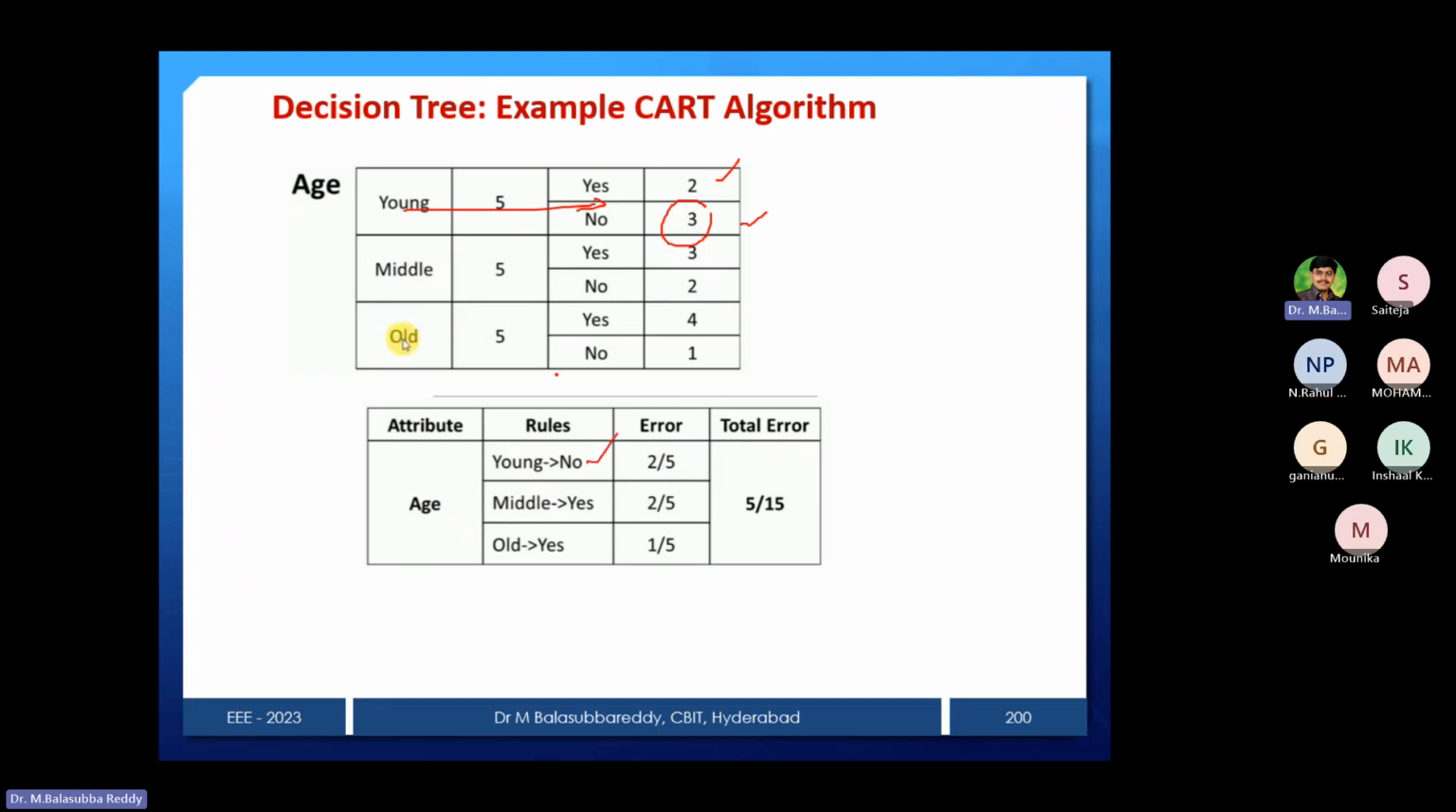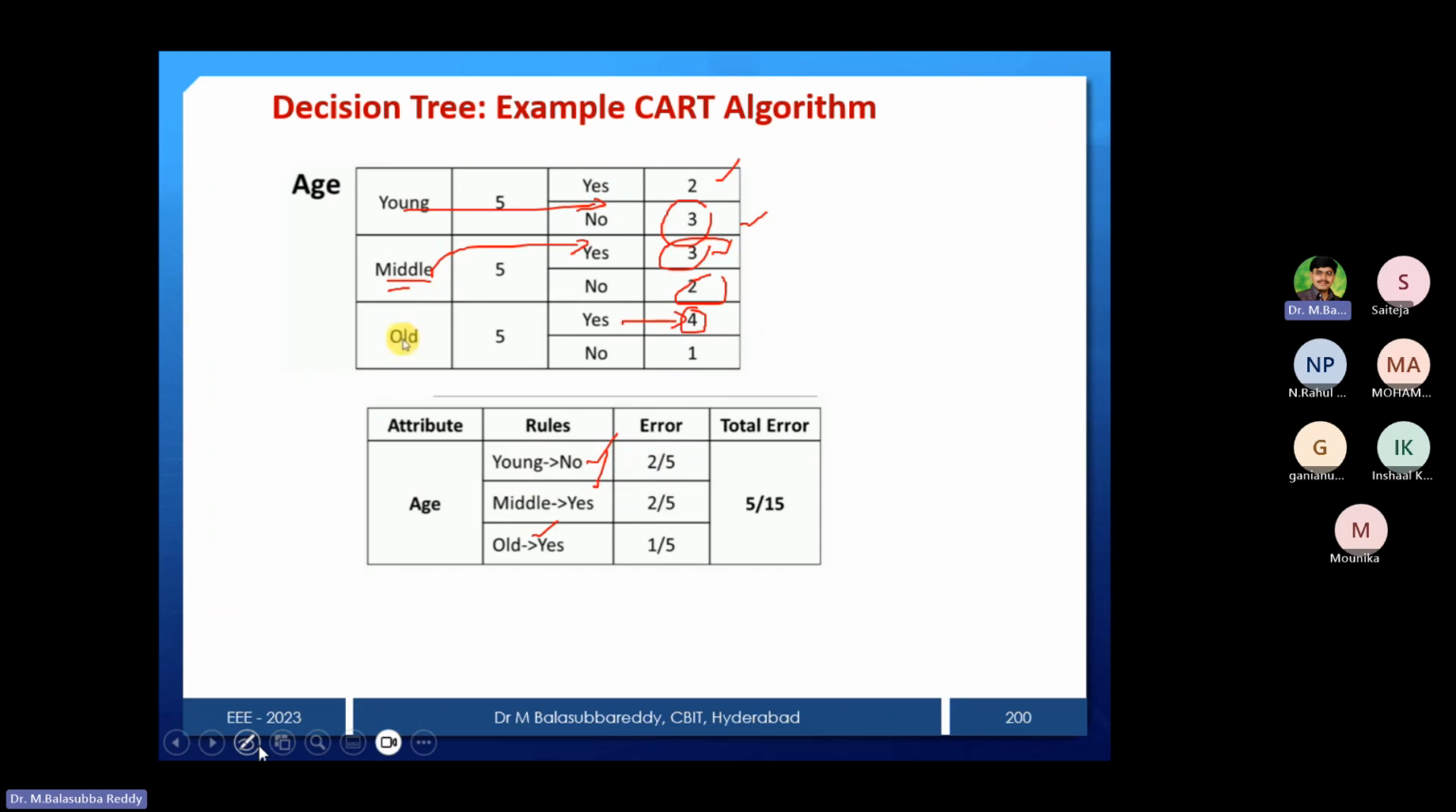And similarly, here you can see the middle age. How many years? 3 years. So therefore, middle age is yes. 3 classified correctly, 2 classified incorrectly. That's why I make it a yes. Middle is yes is the rule. And old is yes is your rule. So therefore old is yes, because the maximum is 4 correctly classified, no? That you can take as the rule.